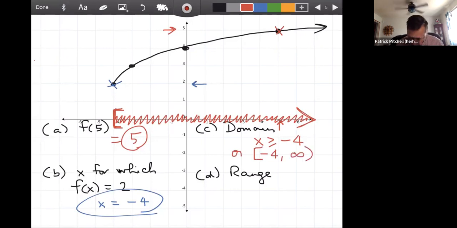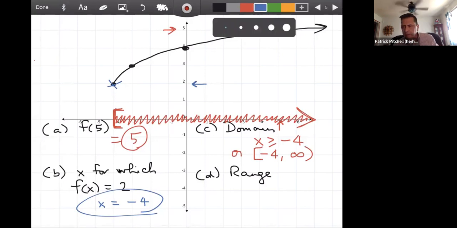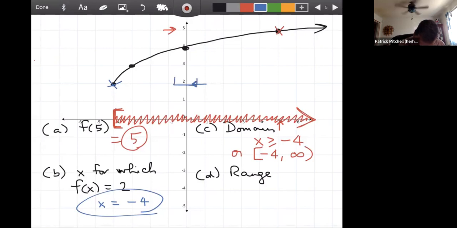And then the range, my visual for the range is like this. Squash everything onto the y-axis. So if you were to squash everything onto the y-axis, it would start here because that's the lowest point on the graph, and it would continue forever and ever upwards. So we're talking about y is greater than or equal to 2, also known as bracket 2 comma infinity.